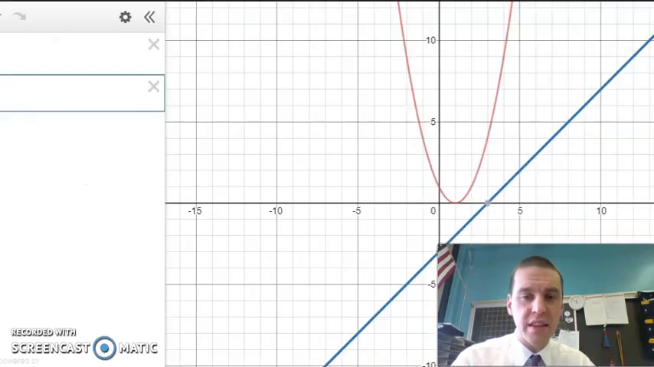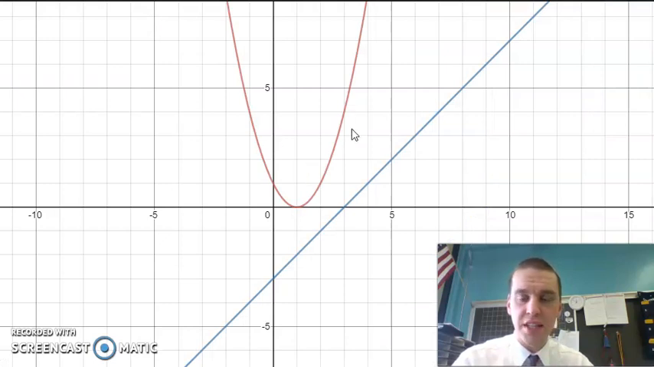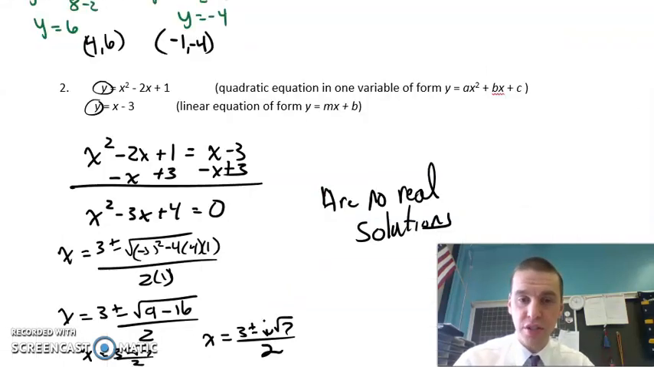And you can see this in the graph. Notice that you can tell they never intersect. And so, therefore, there are no real solutions. And we know that this is the imaginary roots, but it doesn't really matter. There are no real solutions.